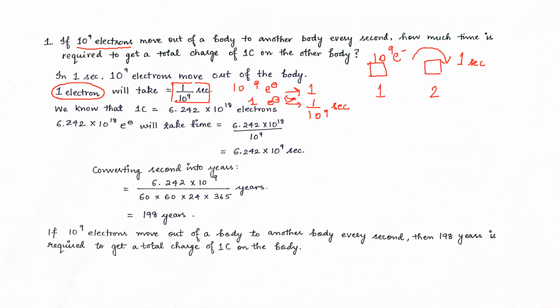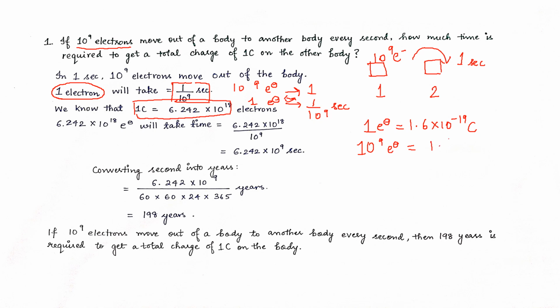Now, how many electrons will constitute 1 coulomb of charge? This is the second step. We know 1 electron has a charge equal to 1.6 into 10 to the power minus 19 coulombs. So the number of electrons we have is 10 to the power 9. In 10 to the power 9 electrons, how much charge will be there?